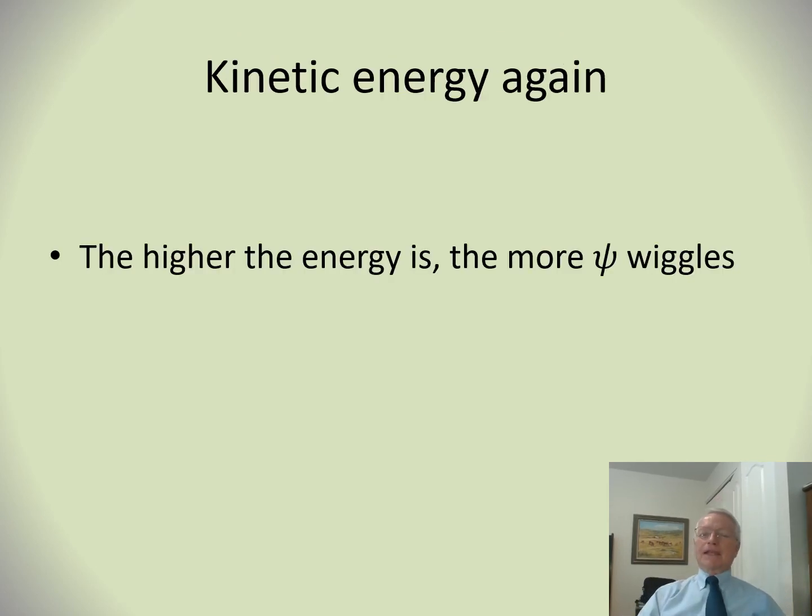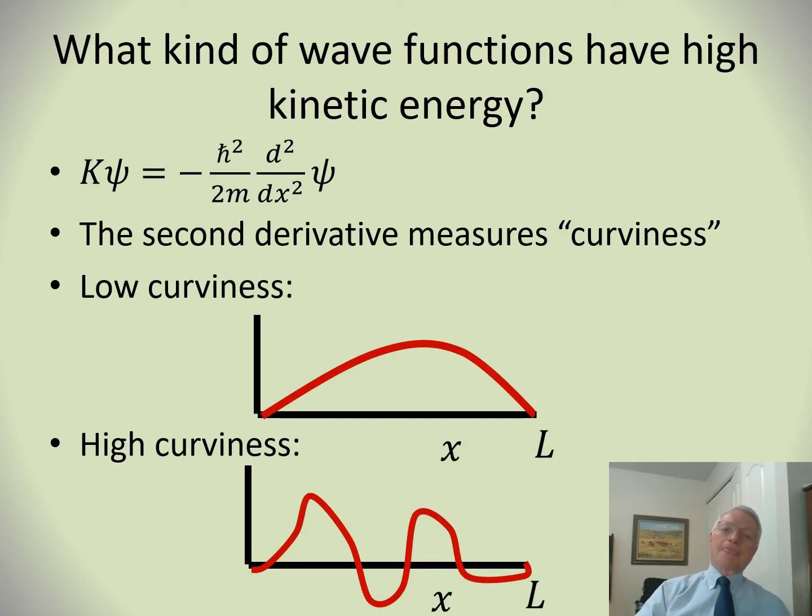Let's go revisit kinetic energy again, because you have a homework problem on this, and I want to make sure you understand this. Kinetic energy is the second derivative of the psi function. And the second derivative, if you remember from calculus maybe, is curviness. The first curve there shows something with not very much curviness. The bottom picture has lots of curviness and therefore has a much higher second derivative than the first one. In quantum mechanics, the bottom one would have lots of kinetic energy and the top one wouldn't have very much.